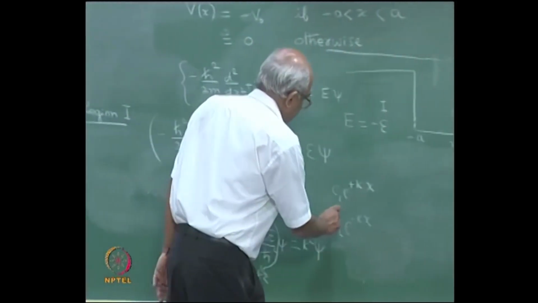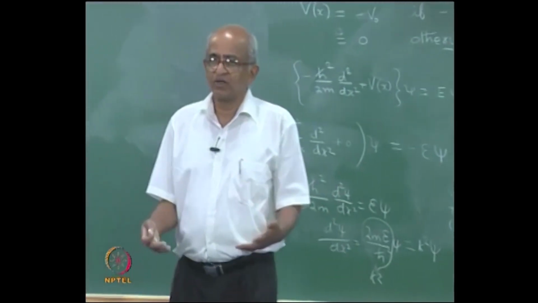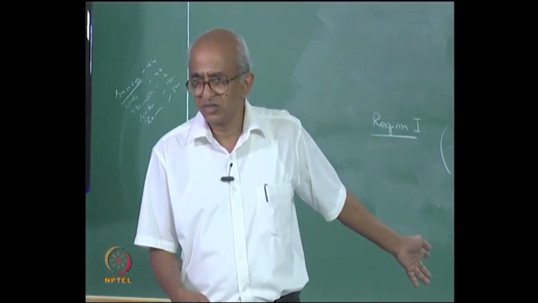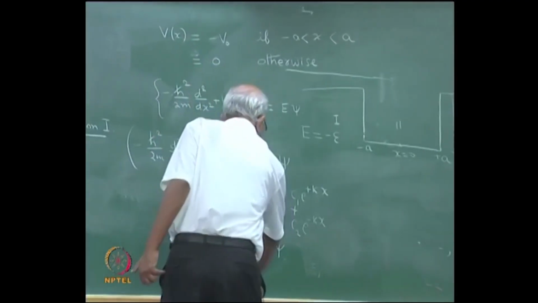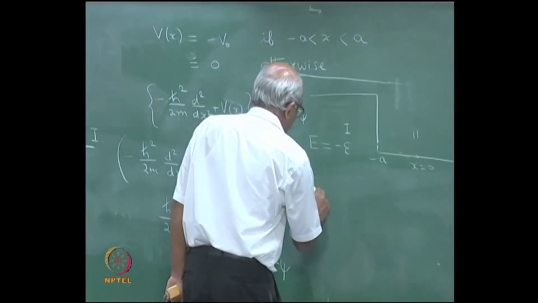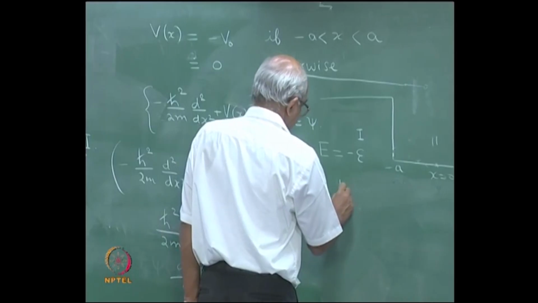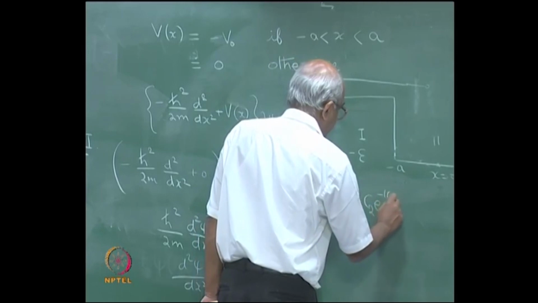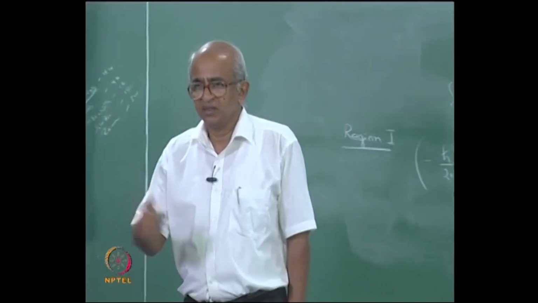So, the most general solution will be a linear combination of these two, because if you have two particular solutions, you can always add them up and the answer will always be a solution of the original equation. So, therefore, in region 1, what is the solution that we have found? C1 e to the power of kappa x plus C2 e to the power of minus kappa x is the solution. Fine.